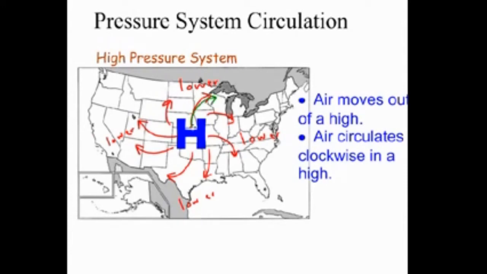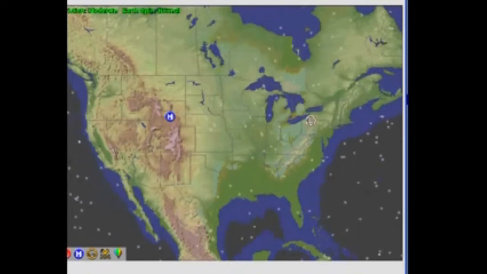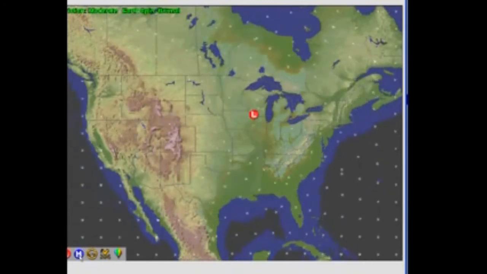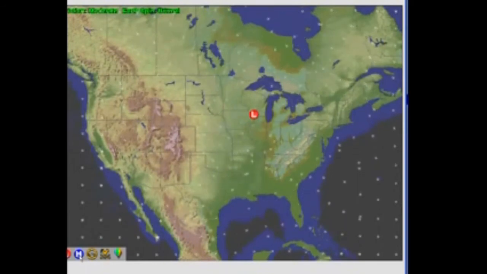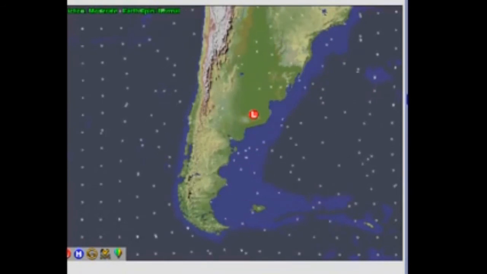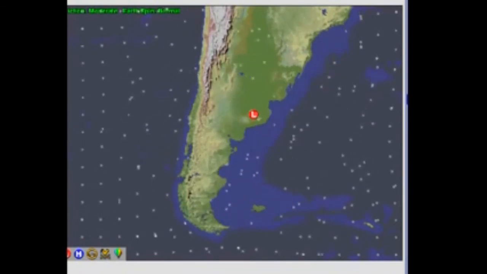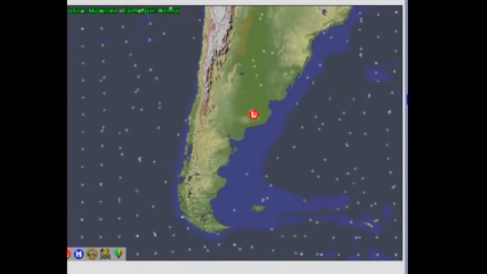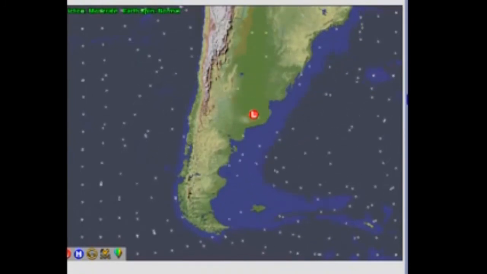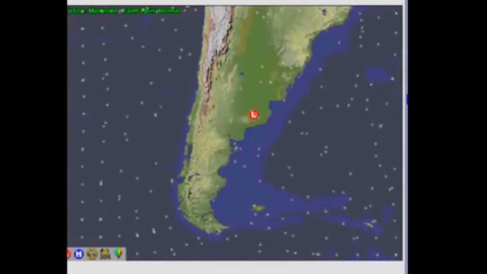Now, if you're a little advanced, you say, well, wait a second, what if I was in the southern hemisphere? And that's true. If you're in the southern hemisphere, things are going to go a little bit different. If there's a low pressure there, here we have the wind moving in counterclockwise. But if we move to the southern hemisphere, here we are in Argentina, we see that in a low pressure system, it's moving clockwise. That's because the Coriolis effect is opposite in the southern hemisphere. In the southern hemisphere, we get a curve to the left.